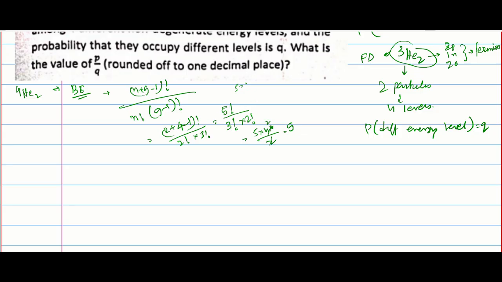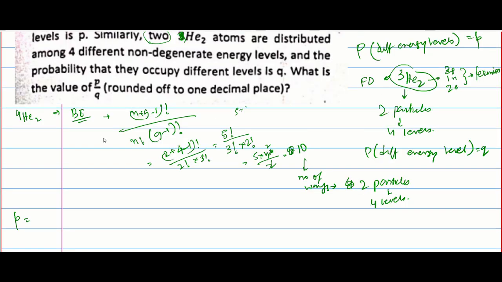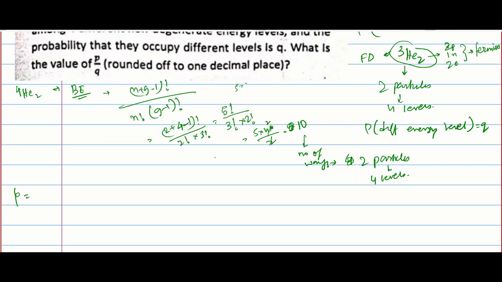This should be 2. Sorry, this is 10. 10 number of ways, 10 ways in which 2 particles can be distributed in 4 levels, according to BE statistics. Now what is small p? Small p is the probability that these 2 particles are distributed in different levels.